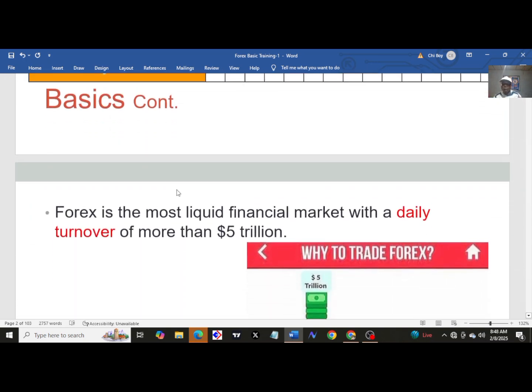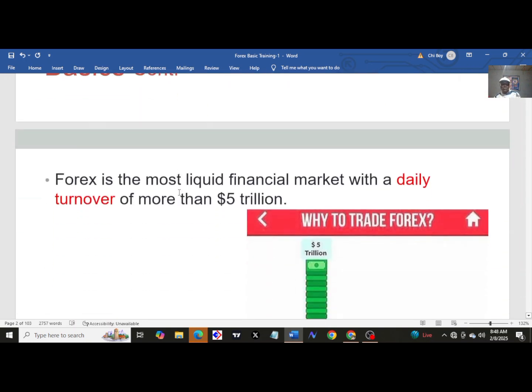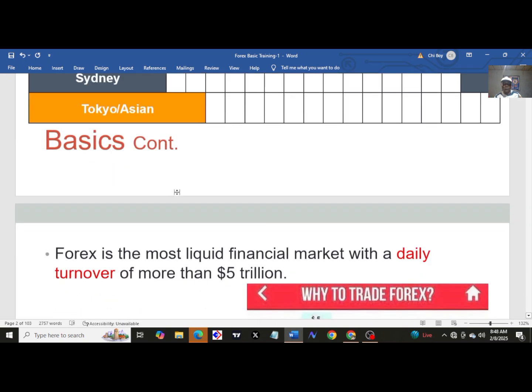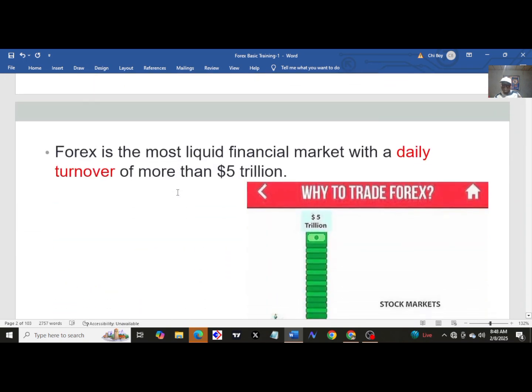So guys, you have done so much on the sessions. We want to move to Forex. So we can see here in this book that Forex is the most liquid financial market, with a daily turnover of more than 5 trillion.